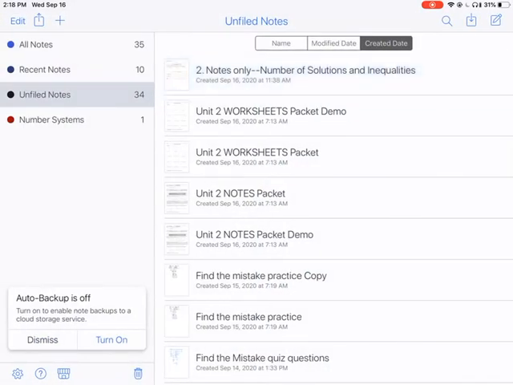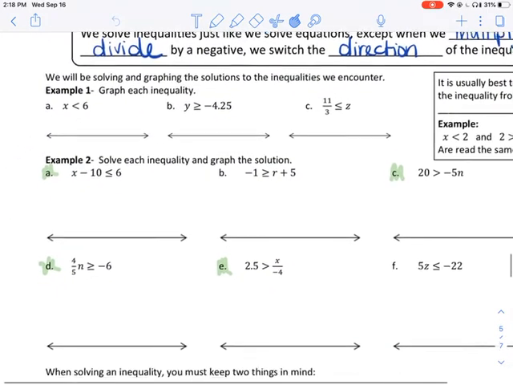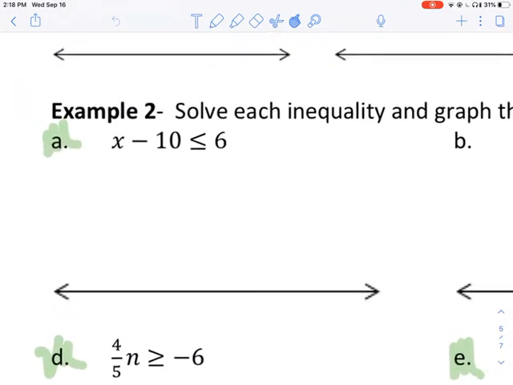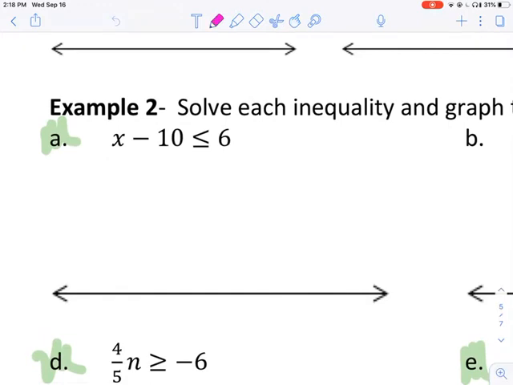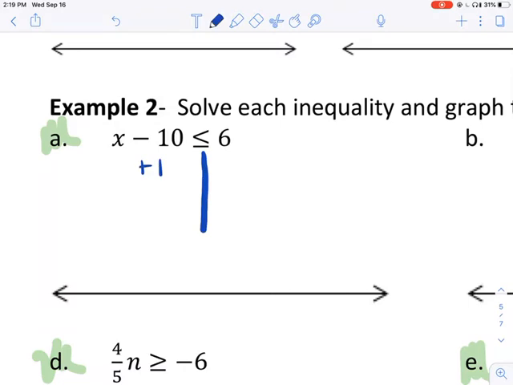So let's go and do some examples. I'm going to show you the highlighted ones here. These are just one-step inequalities. You'll do more complicated ones later. I'm going to draw a line at my inequality, and I'm going to undo subtraction by adding to both sides. And adding was okay. It still kept the inequality the same. So I have x is less than or equal to 16.